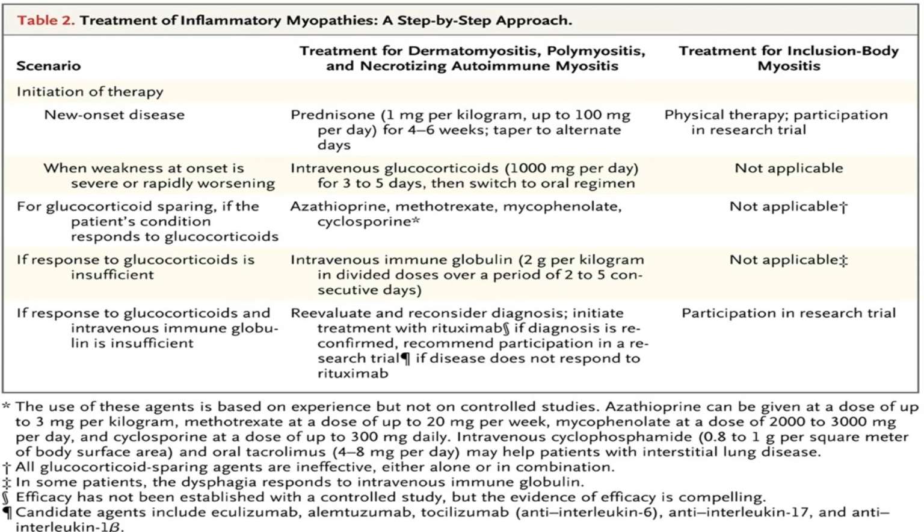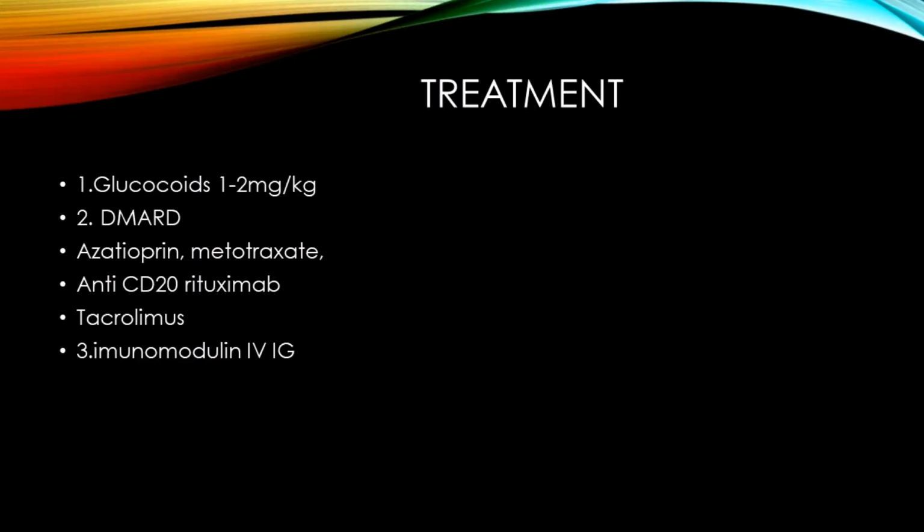And if the response to glucocorticosteroid and intravenous immunoglobulin is insufficient, reevaluate and reconsider the diagnosis. Initiate treatment with rituximab. If the diagnosis is reconfirmed, recommend participation in a research trial, if the disease does not respond to rituximab. And one more time, the treatment is glucocorticosteroid, synthetic DMARD or biological DMARD, and also immunomodulation with intravenous immunoglobulin.